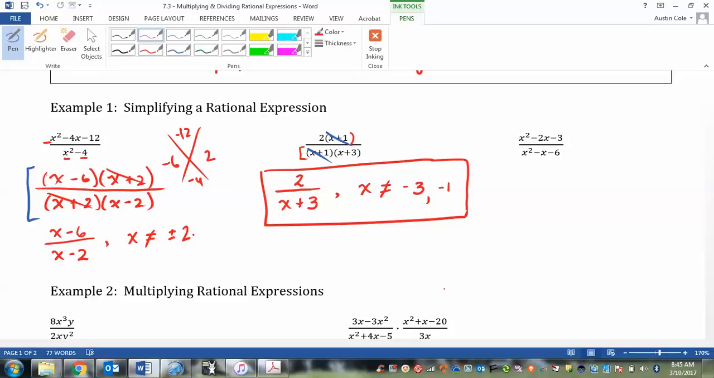Say it again. Because if I plug this in, it's a great question. If I plug negative 2 in here, what's negative 2 squared? That's 4. 4 minus 4 is 0. We don't want 0 in the denominator.